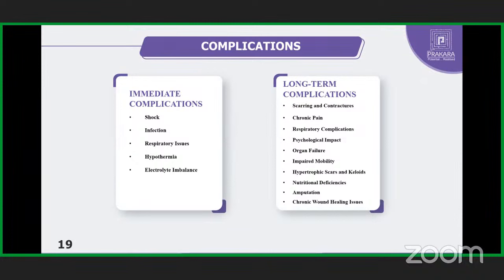Scarring. Yes, contracture. I've told you. Pulling up of the skin and the underlying tissues during the healing process is called contracture, and this will lead to joint immobility and hamper the day-to-day activities of the patient. So contractures are again a complication. Chronic pain is present. Respiratory complication.